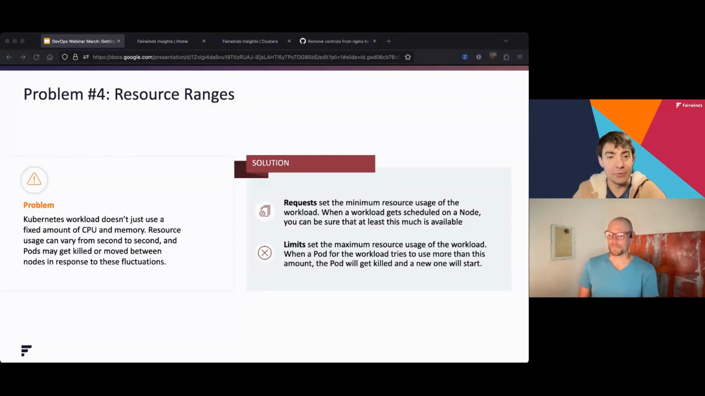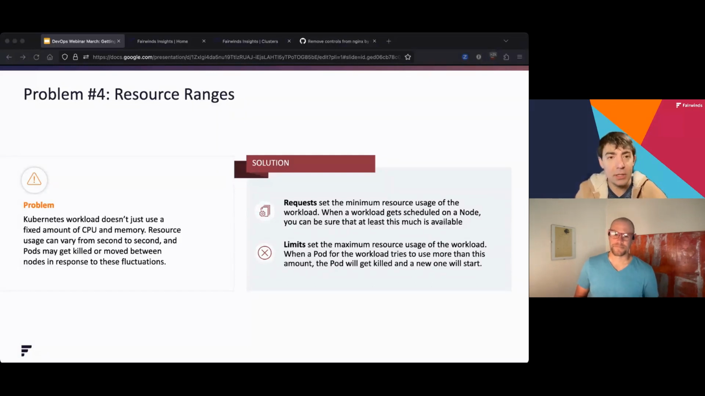If you don't set those requests, then Kubernetes might schedule it somewhere that only has half a CPU available. Then your workload tries to spike up and it doesn't have the resources it needs, and you have all sorts of reliability issues. Your customers start complaining, et cetera. So setting those requests and saying, please reserve X amount for my workload, is super important.